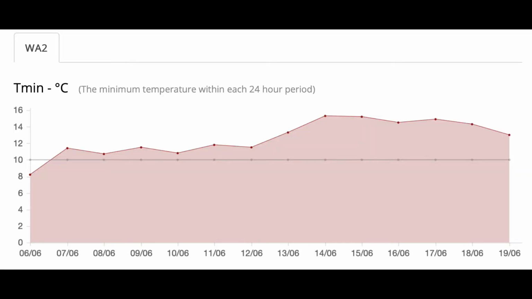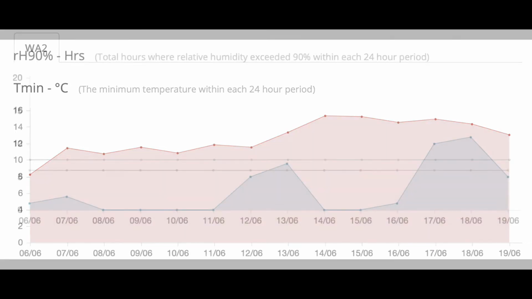In order to spread, however, the disease needs some very specific conditions. The temperature needs to drop no lower than 10 degrees on 2 consecutive days. Here's a graph of temperature in our area for the last 2 weeks. As you can see, the temperature has never dropped below 10 degrees in that time.